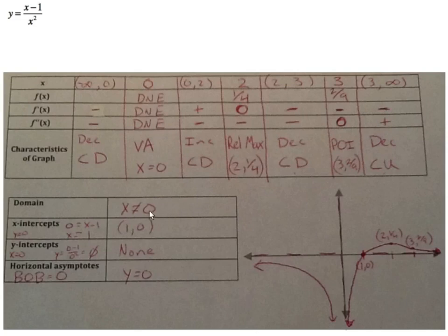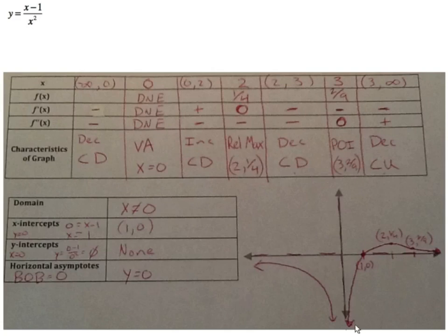We also found that domain x did not equal 0. We found our x-intercepts. We let y equal 0 here, and we solved, so x equals 1, so 1, 0. The y-intercepts, when we let x equal 0, we get a no solution, all right, because it wasn't in our domain, so we don't have a y-intercept. And here, this is big on bottom. You can see the x squared, and so that means that the horizontal asymptote will be at y equals 0.